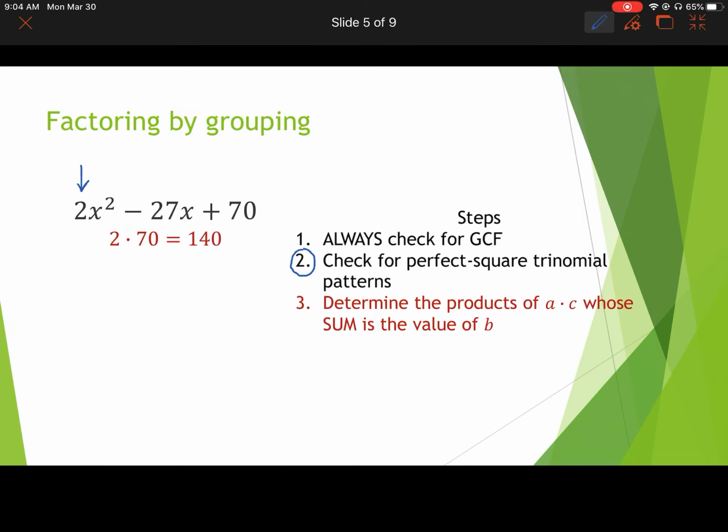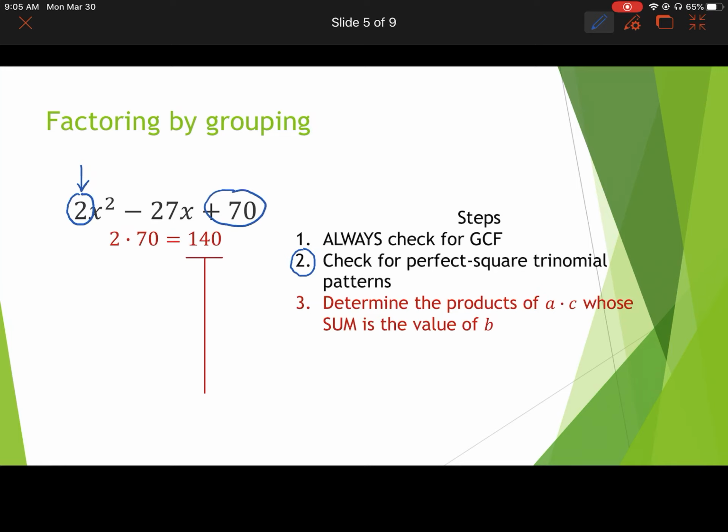All right, the third step is a crucial step. The third step is to determine the product of the a value times the c value. Because when we find those products, 2 times 70 is 140, we're not looking for factors of 70, we're looking for factors of 140. So we're looking for factors of 140 that are going to add up to negative 27.